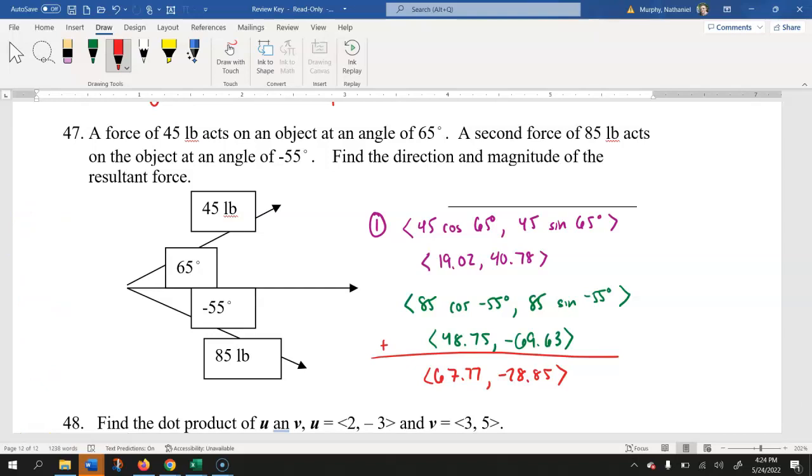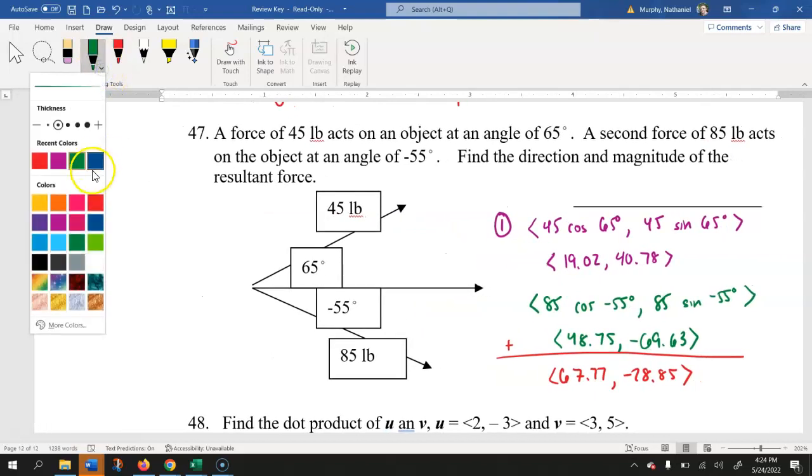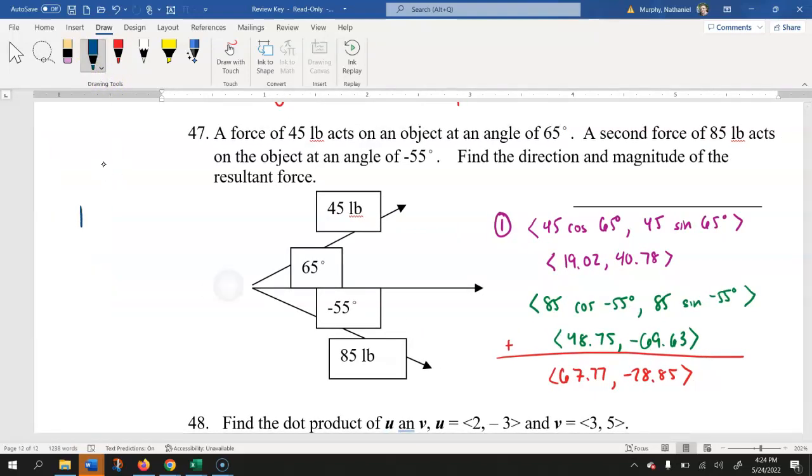So now we're going to find the magnitude of that. We'll take 67.77 squared plus 28.85 squared. You guys know how to do that. Just plug that in your calculator, you get 73.65 is the magnitude of your resultant. So that's the second thing that we would do.